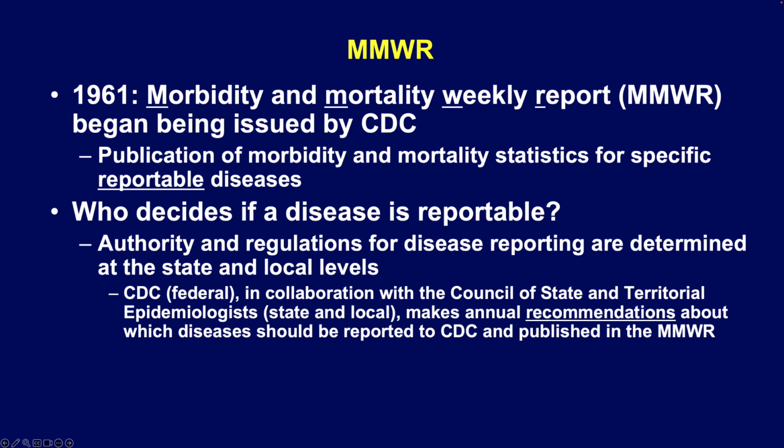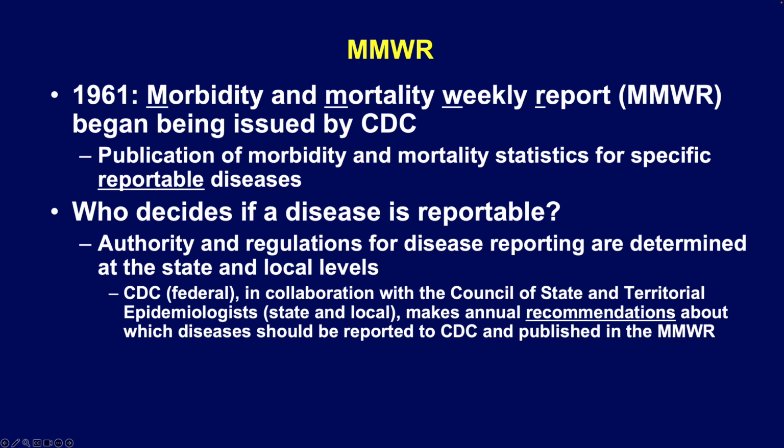This happened in 1961, and they began publishing the Morbidity and Mortality Weekly Report. That's what MMWR stands for. So it tracks both morbidity and mortality related outcomes for specific reportable diseases. And you may be wondering who decides if a disease is reportable to CDC. And in fact, it's not the CDC.